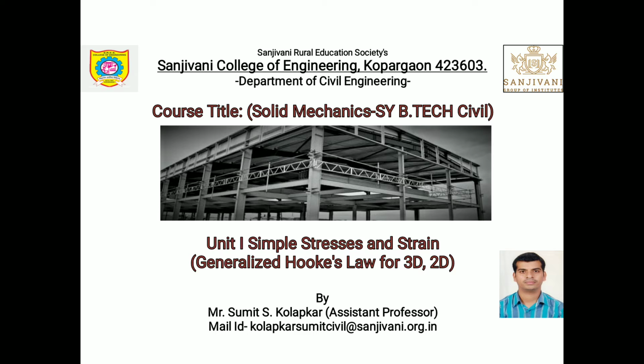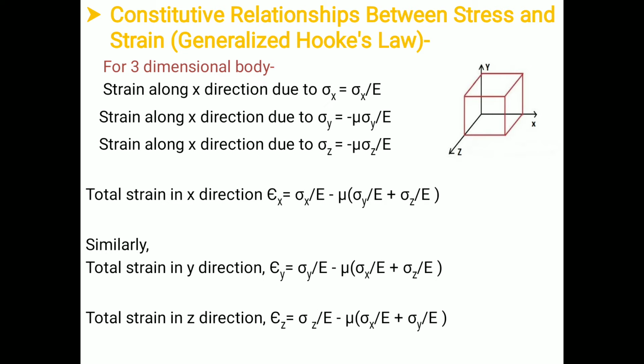In today's lecture, we are going to discuss the concept of generalized Hooke's law for a three-dimensional body and for a two-dimensional body. Now, first of all, we will discuss what a three-dimensional body and a two-dimensional body are. In case of a three-dimensional body, the body has three dimensions along x, y and z direction respectively, and that should be in a Cartesian coordinate system or a rectangular coordinate system.